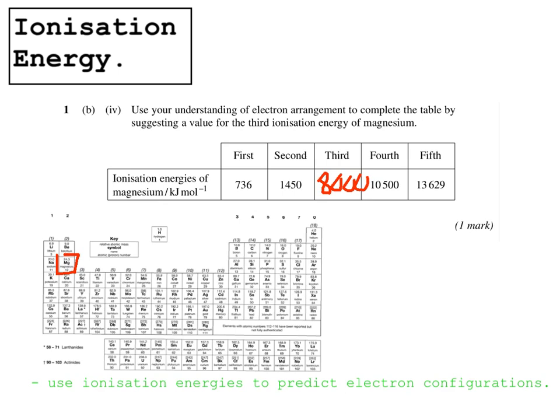So there's going to be a big jump from second to third, but then not as big a jump from third to fourth and fourth to fifth, because now those electrons have been removed from the same shell.